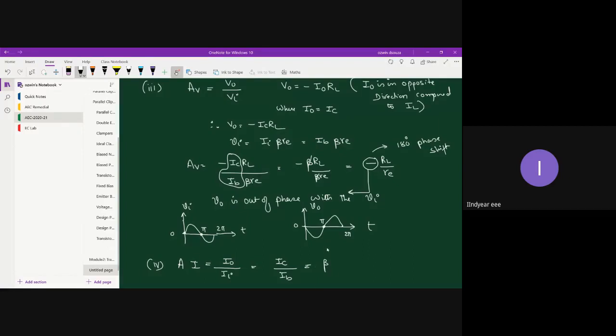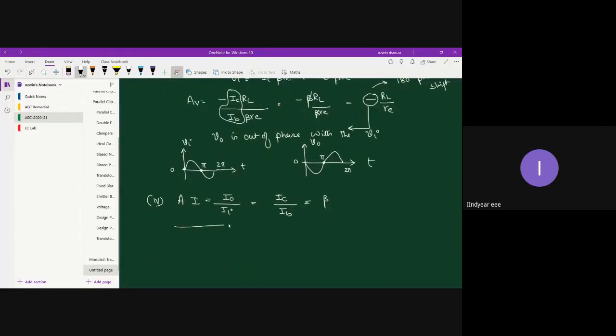So beta is your current gain. So this is how we calculate the performance parameters of the common emitter configuration. Now they may ask this in the exam. Normally they will not ask you this type of derivation, because it is very simple. Normally they'll ask you to find the performance parameters along with the biasing circuit parameters. Okay, let's look at it a little later. So that's about your first re model performance parameters.